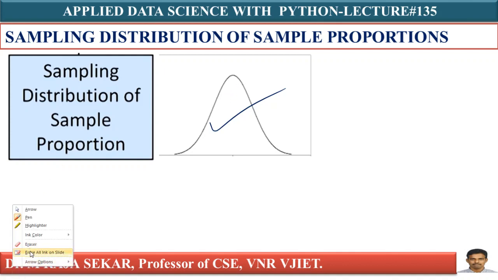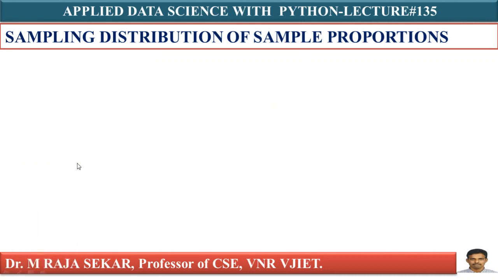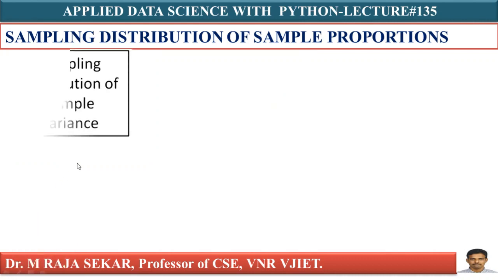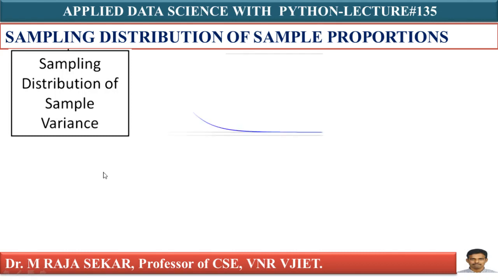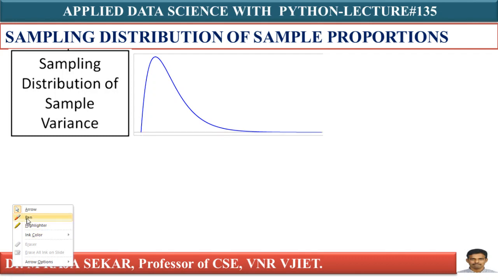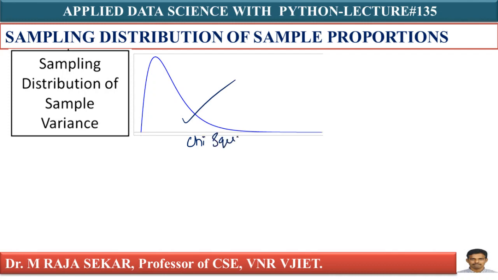Today we will discuss this particular topic. As we will see in the next lecture, if instead of proportion I collect the variance from each sample and plot it, I will get a distribution known as chi-square distribution. In the first two cases we were getting normal distribution. This is chi-square distribution, which I will discuss in my next lecture, that is lecture number 136.